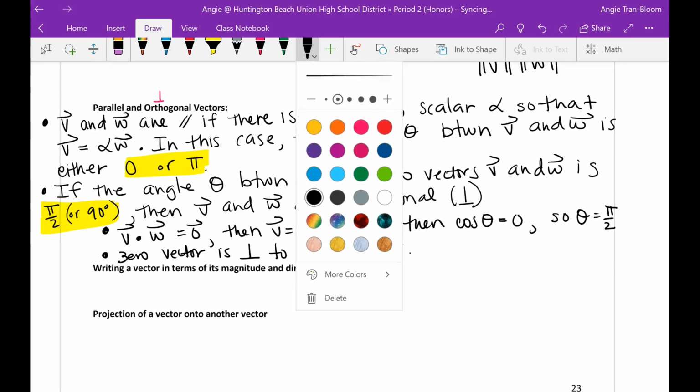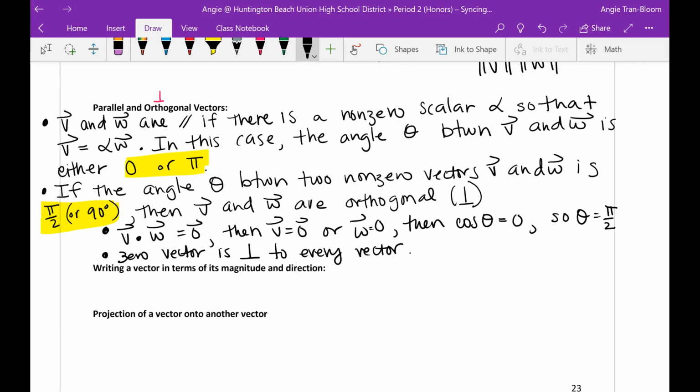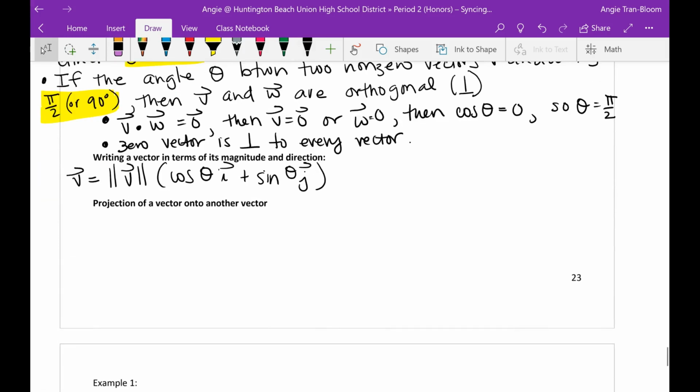Next, writing a vector in terms of its magnitude and direction. This is sort of a review from last time, so there's really nothing new here. So if we have to write a vector in terms of its magnitude, we are now going to use cosine of theta in the i direction plus sine of theta in the j direction. Okay, so this is a review. This one right here is really important, okay? So I want you to really follow along, or kind of listen to it first and then write later.